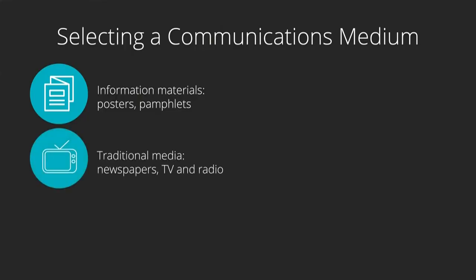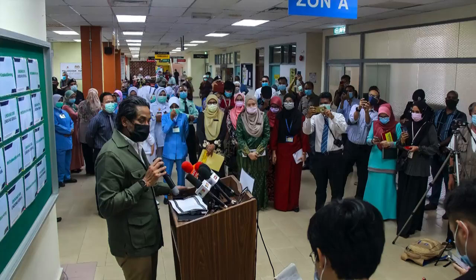Let's turn to traditional media. Traditional mass media, the newspapers, TV, and radio, can be very powerful channels. They reach large audiences, and they can be memorable and credible for many people. Risk communicators interact with the mass media through press releases, press briefings, and interviews with journalists. Despite their reach, though, working with the mass media is challenging.